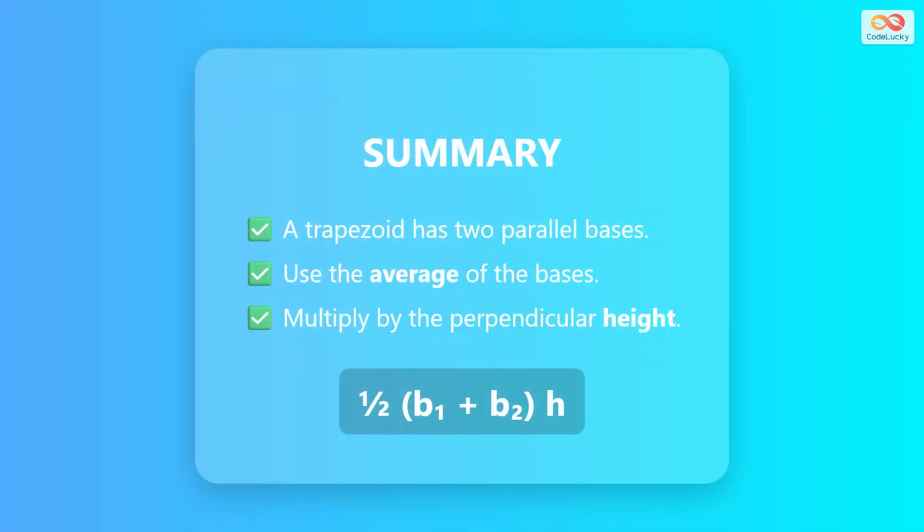To recap, remember that a trapezoid has two parallel bases. Find the average of those bases by adding them and dividing by 2. Then, multiply by the straight vertical height. You are now ready to solve trapezoid problems.